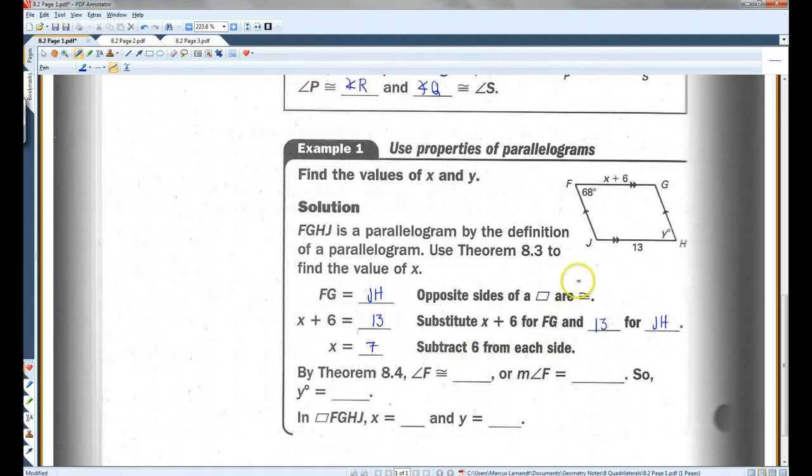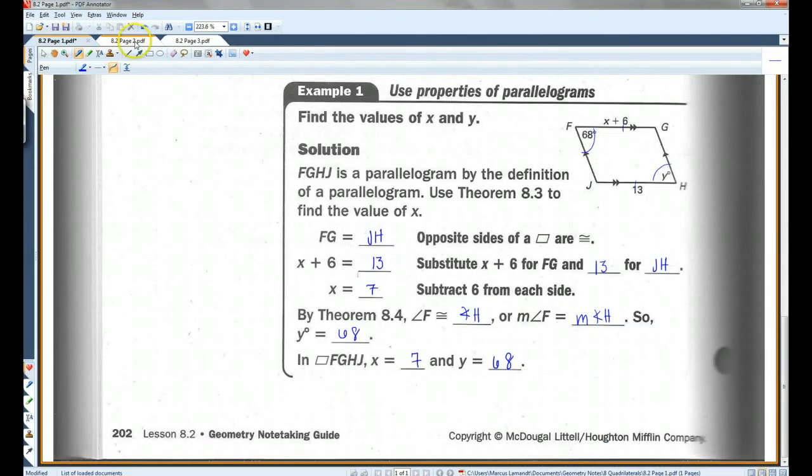Alright? Now, also, we know the opposite angles are congruent. So the opposite sides are congruent, the opposite angles are congruent. So angle F is congruent to angle H, or the measure of angle F equals the measure of angle H. So y equals 68. So in this parallelogram, x equals 7, y equals 68.